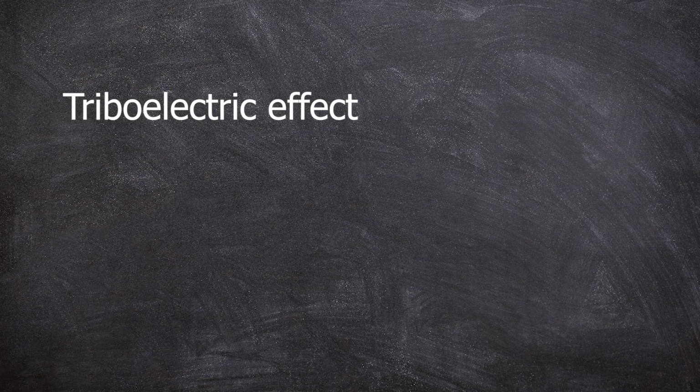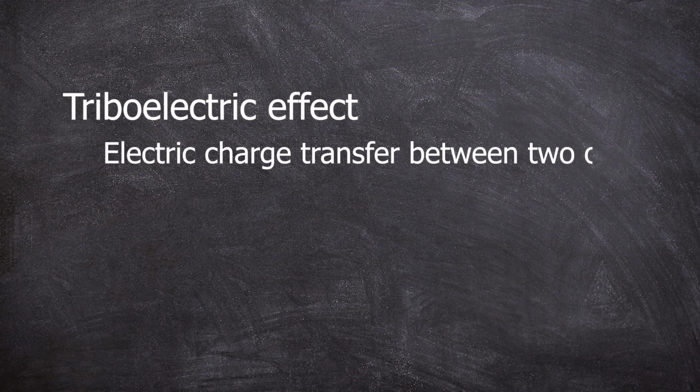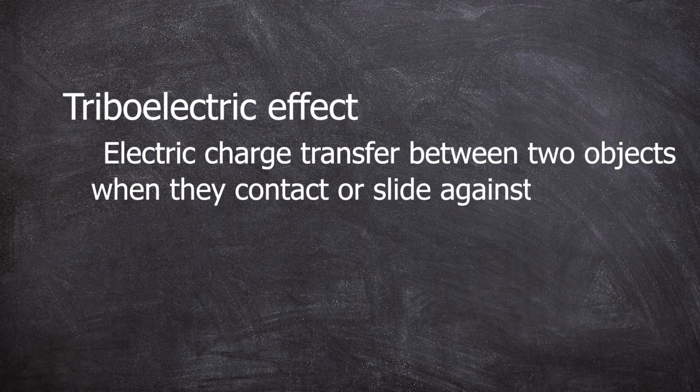One phenomenon with electric charge that you've probably encountered is the triboelectric effect. This is when two objects rub together, causing one to pull electrons from the other. This creates one charge on the first object and the opposite charge on the second. Since opposites attract, they will be drawn towards one another.